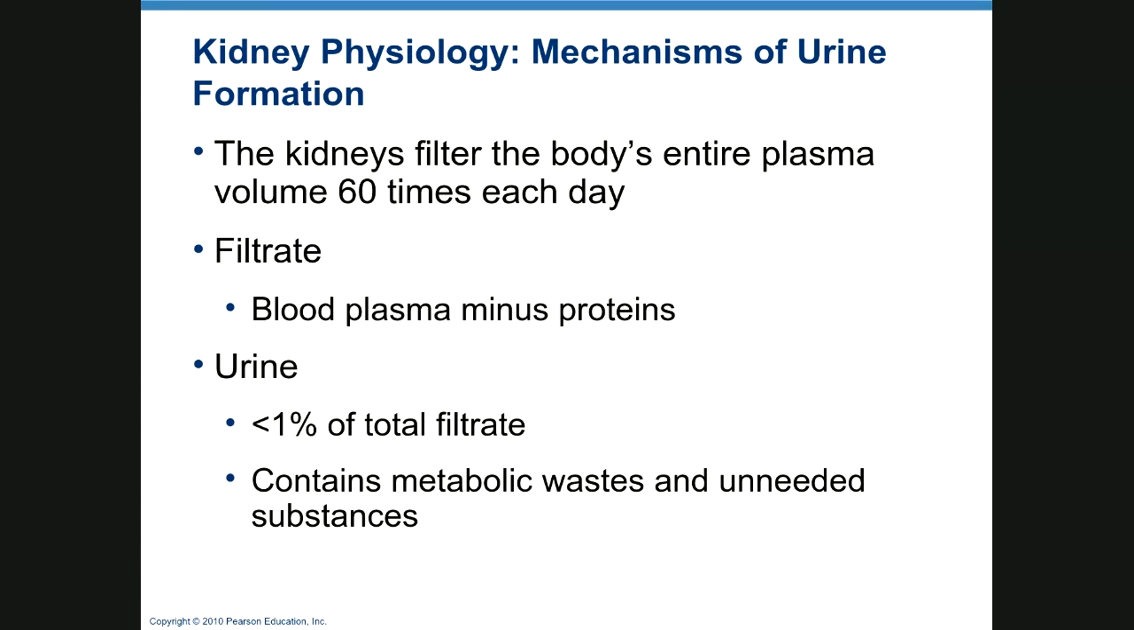Now, the kidneys filter the blood plasma about 60 times a day, and the filtrate is the blood plasma minus the protein. So almost everything gets put out into the filtrate. Urine is only 1% of the total filtrate. You take back almost everything that you filtered out. But the urine contains what you want to get rid of in the first place, your metabolic waste and things that you don't need.